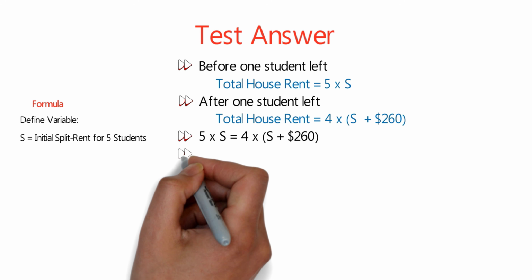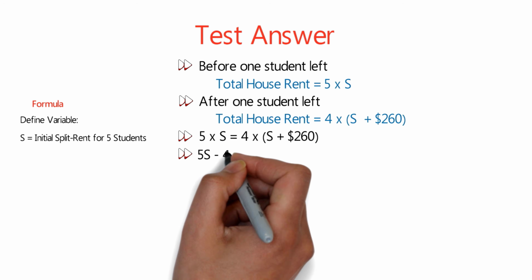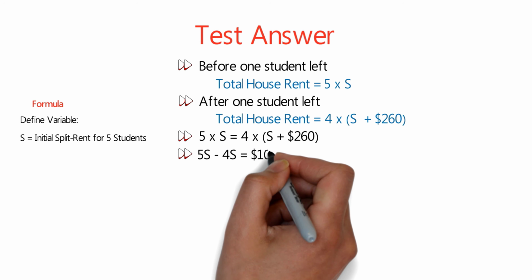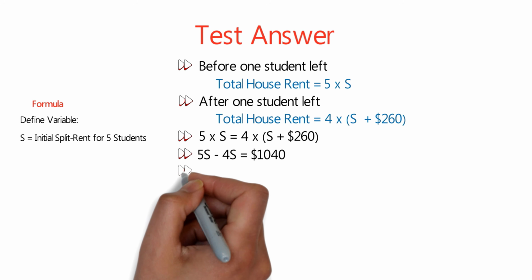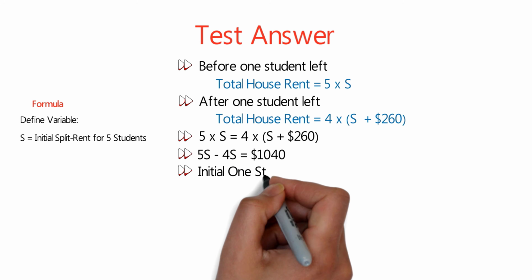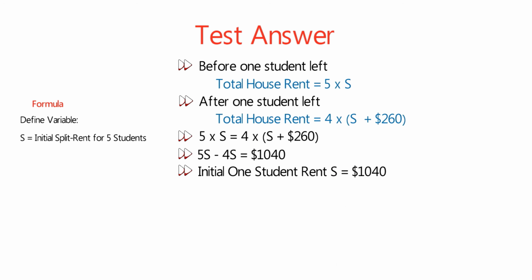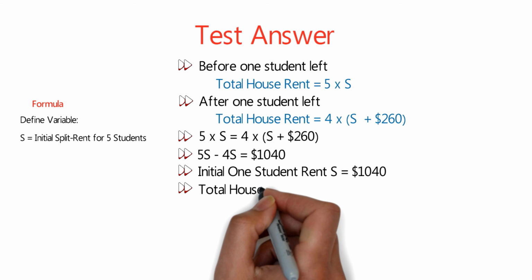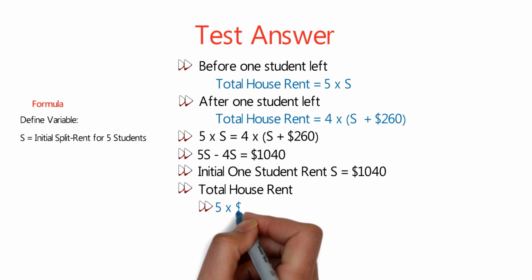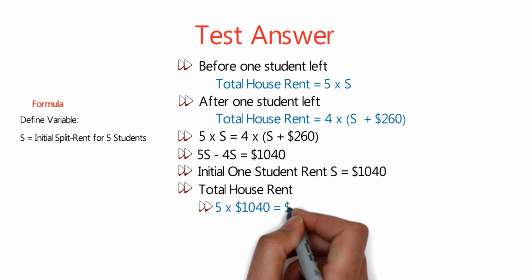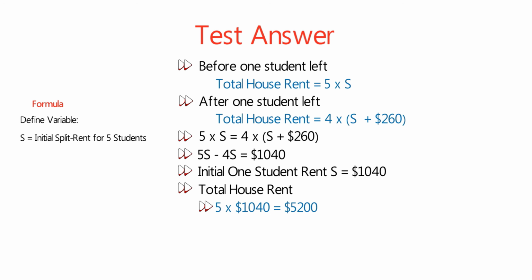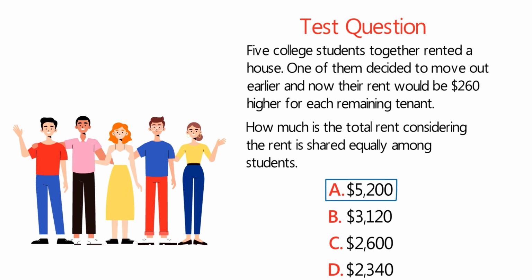Once we simplify it, we'll get to the equation 5S minus 4S equals $1,040, which means that S equals $1,040, which represents initial one student rent. To calculate total house rent, we need to multiply 5 by $1,040, and the result will be $5,200. So the answer is choice A, $5,200. Hopefully you've nailed this question and now know how to answer similar problems on the test.